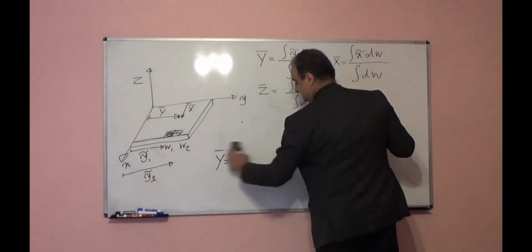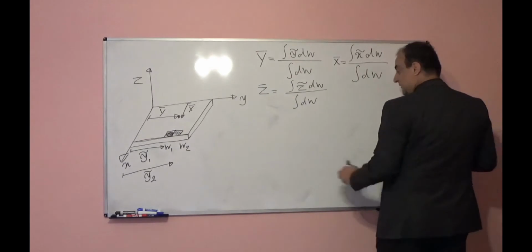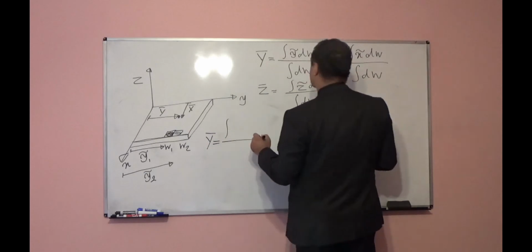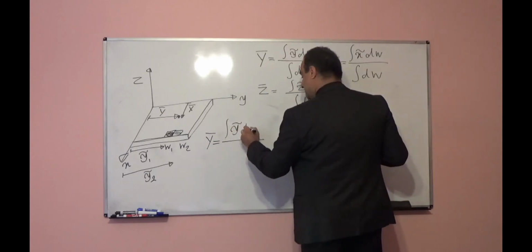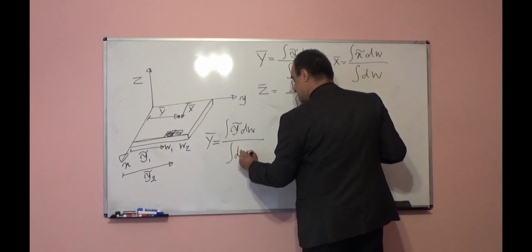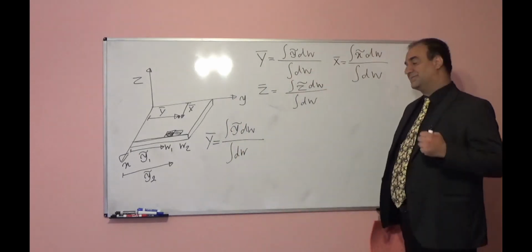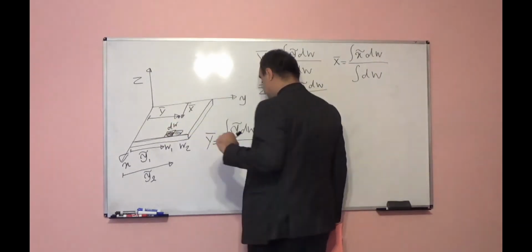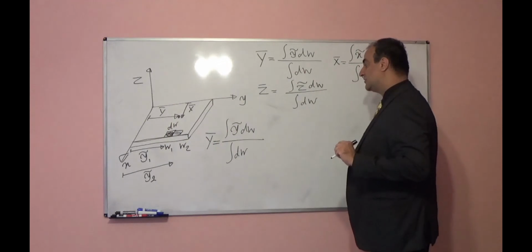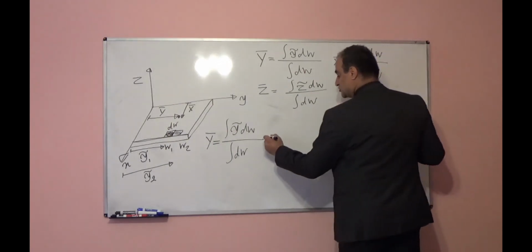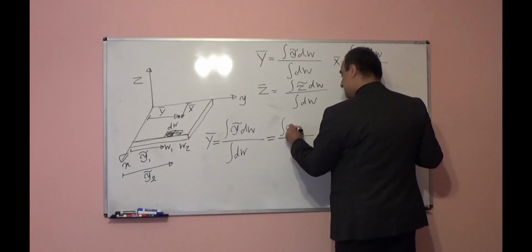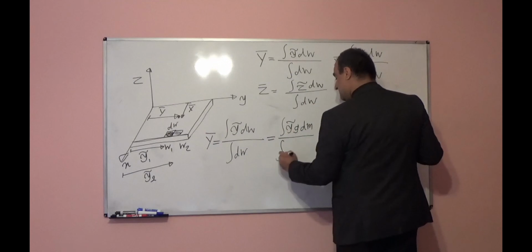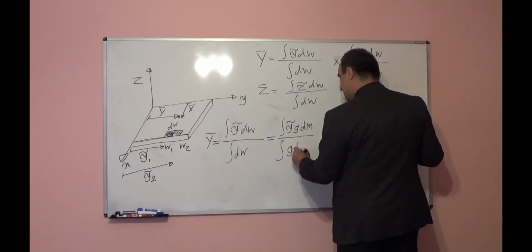For example, I prove y bar is equal to integration of y tilde dw divided by integration of dw. W is the weight for a small element, w1 or dw. Weight is equal to mass times gravity. So I can write this as integration of y tilde, gravity times dm, divided by integration of gravity dm.